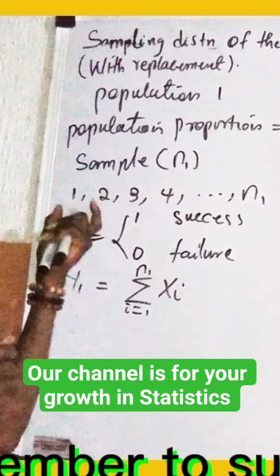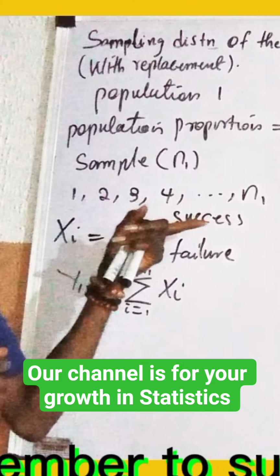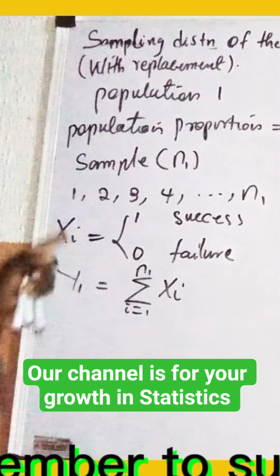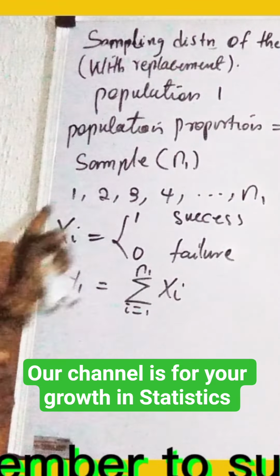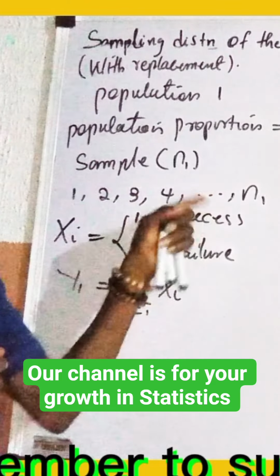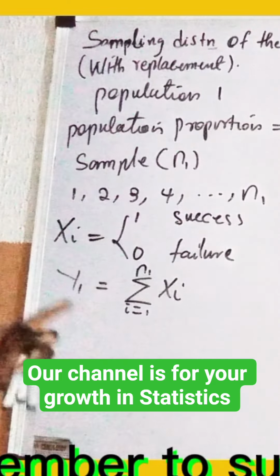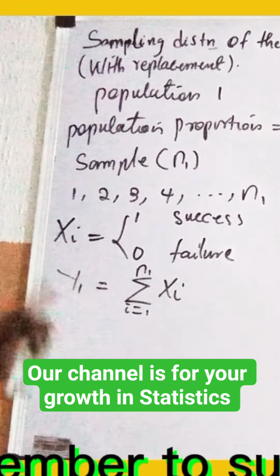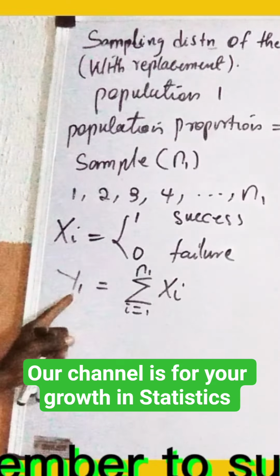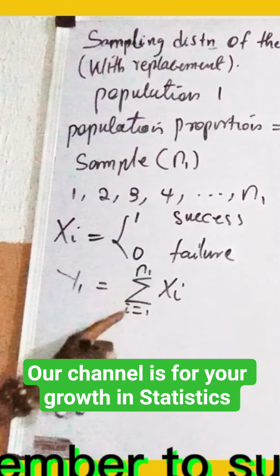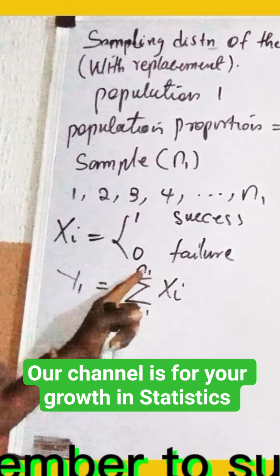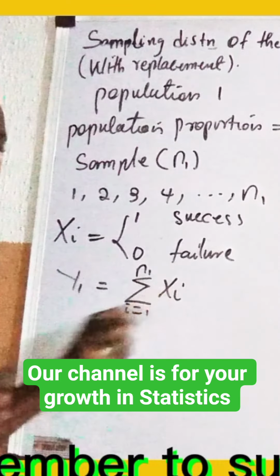when you are adding 0 to anything, it doesn't change anything. So when you are summing this xi, it's as good as you are summing the 1 there, because when you are summing 0, 0 doesn't change the value. So that's why we are saying that the total number of successes y subscript 1 is giving us the sum, i running from 1 to n1 of xi.